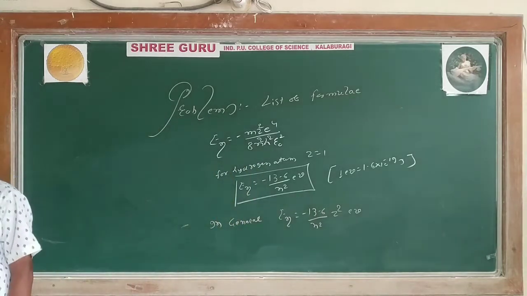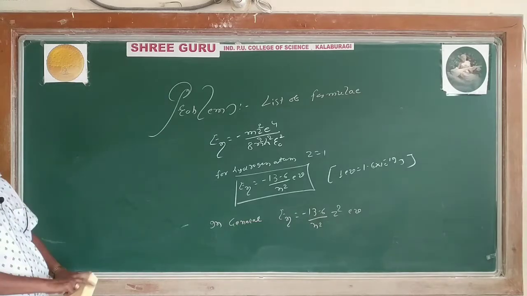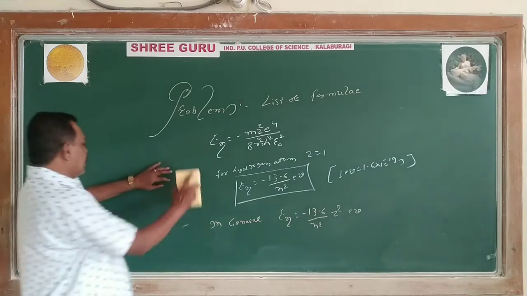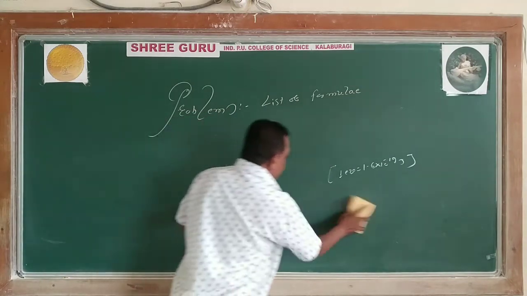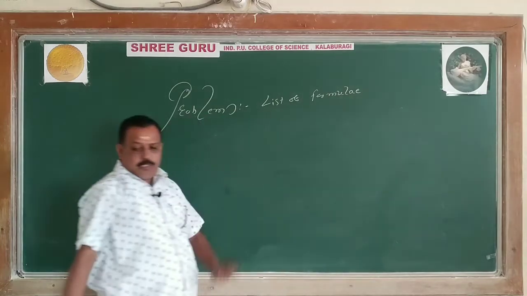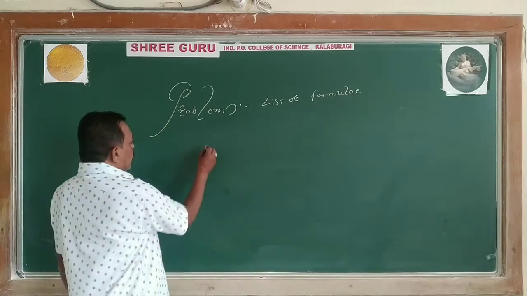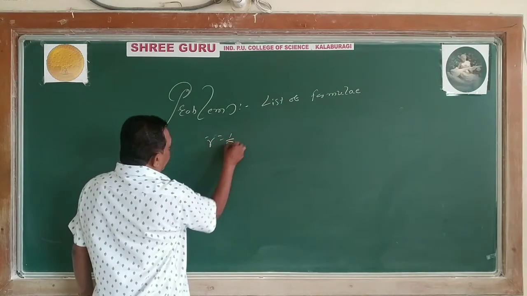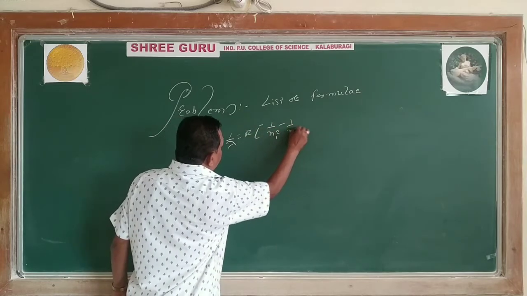Then after this, we come across wave number. Wave number gives the reciprocal of wavelength: how many waves are contained in 1 meter length of the medium. So nu bar equals 1 by lambda equals R into 1 by n1 square minus 1 by n2 square.